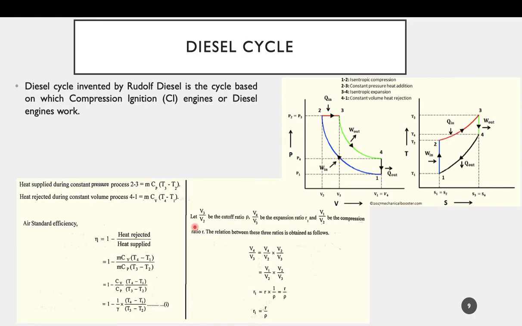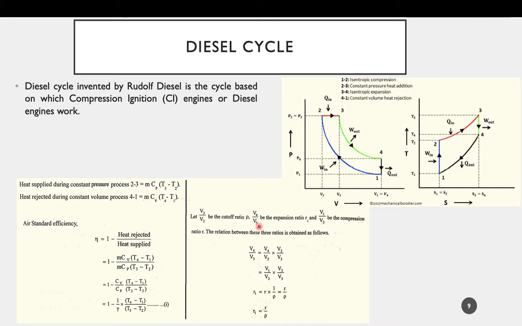So we can see V3 by V2. Let us take the case of V3 by V2. We have state point 3 here and state point 2 here. That volume ratio V3 by V2 is known as cutoff ratio, represented as rho. The heat addition stops at state point 3 and starts at state point 2. So that volume ratio is known as cutoff ratio rho.